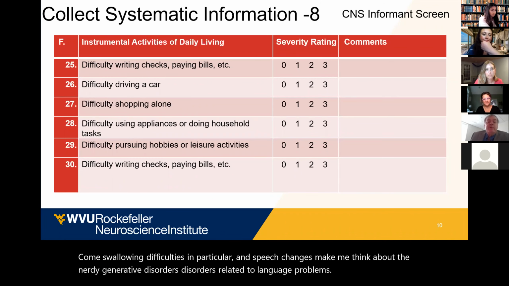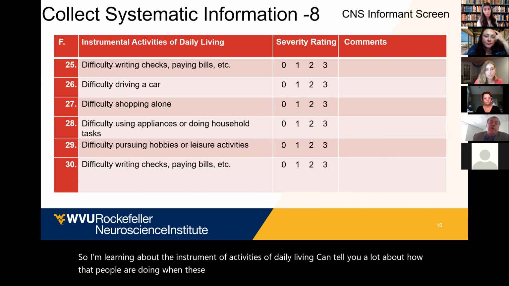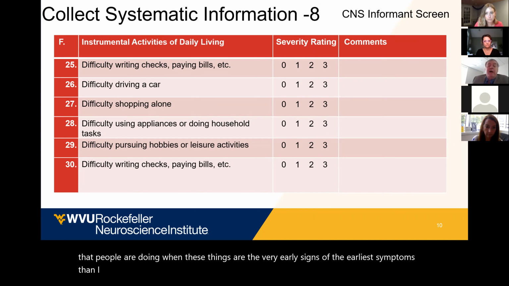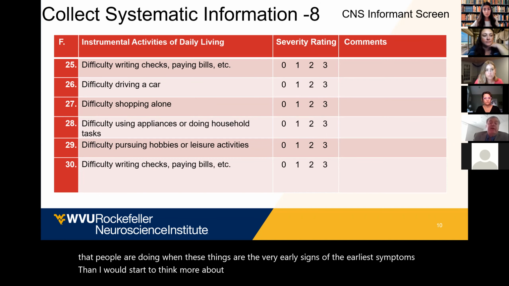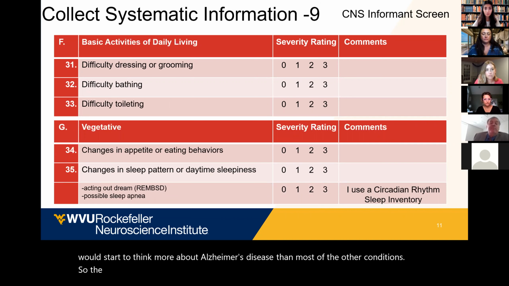So learning about the instrumental activities of daily living can tell you a lot about how people are doing. When these things are the very early signs, the earliest symptoms, then I would start to think more about Alzheimer's disease than most of the other conditions. So the last areas are basic activities of daily living. If these problems are the very first problems, again, I would think about frontotemporal dementia.